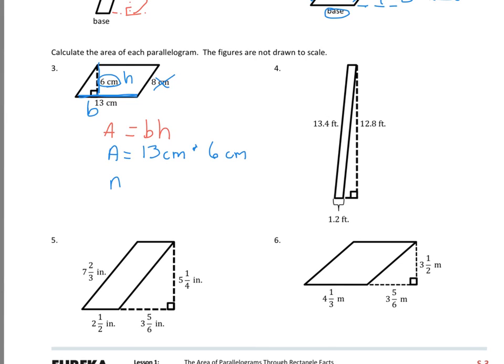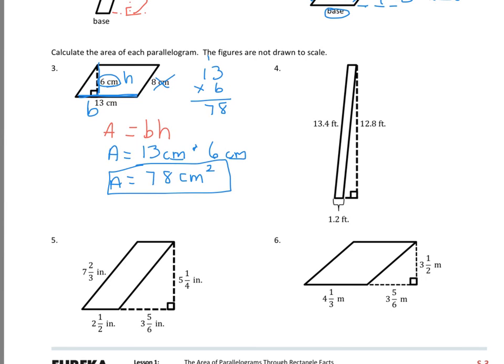So now I can go through and I can calculate that out. And I'm going to show my multiplication up top here. 18, I'll carry it. 6 times 1 is 6, plus 1 is 7. So I have 78. 78 what? Well, I know I'm working with my unit of centimeters, but because I multiplied a centimeter times a centimeter, I get centimeters squared. So that's my area.